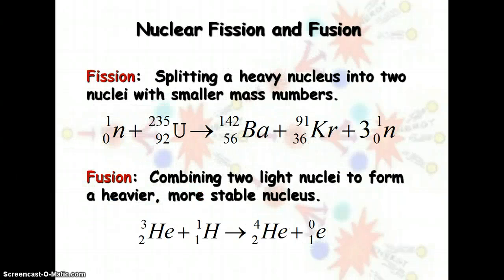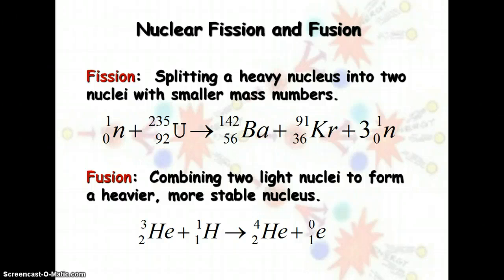All right, so we have fission and fusion. Fission is when you split a heavy nucleus into two smaller nuclei that have smaller masses. And fusion is when you take two small nuclei and combine them to form a heavier, more stable nucleus.